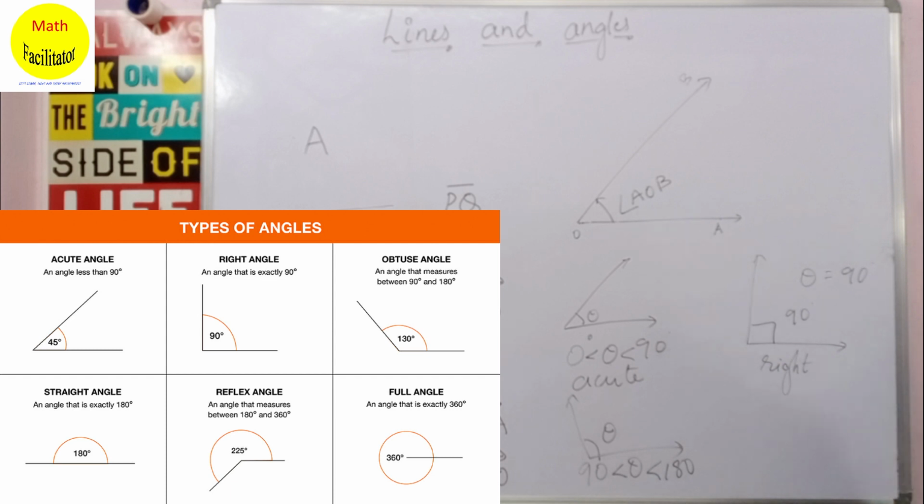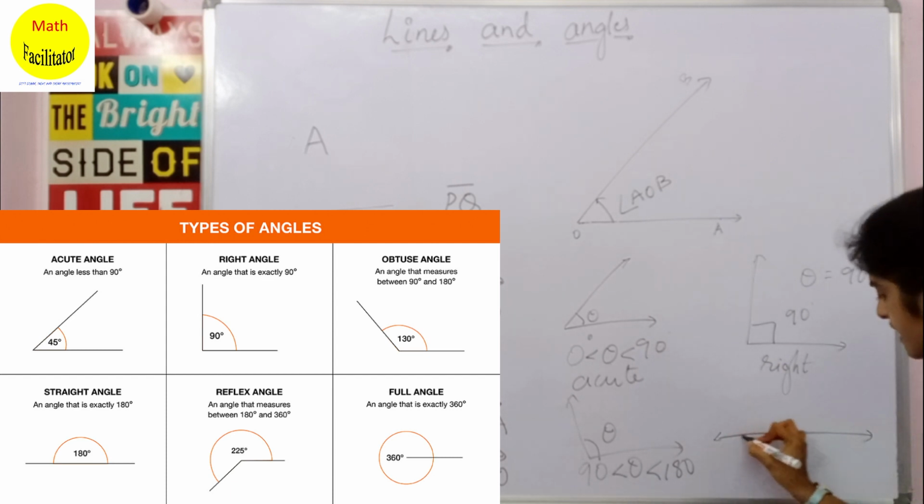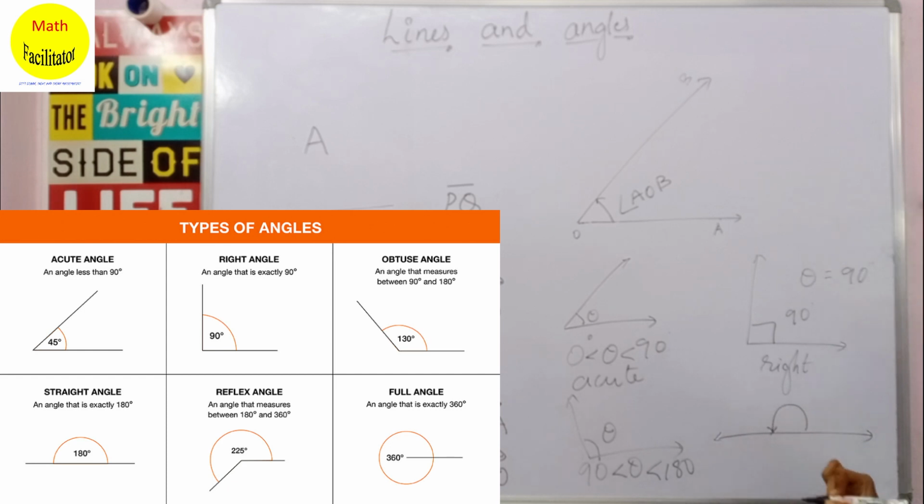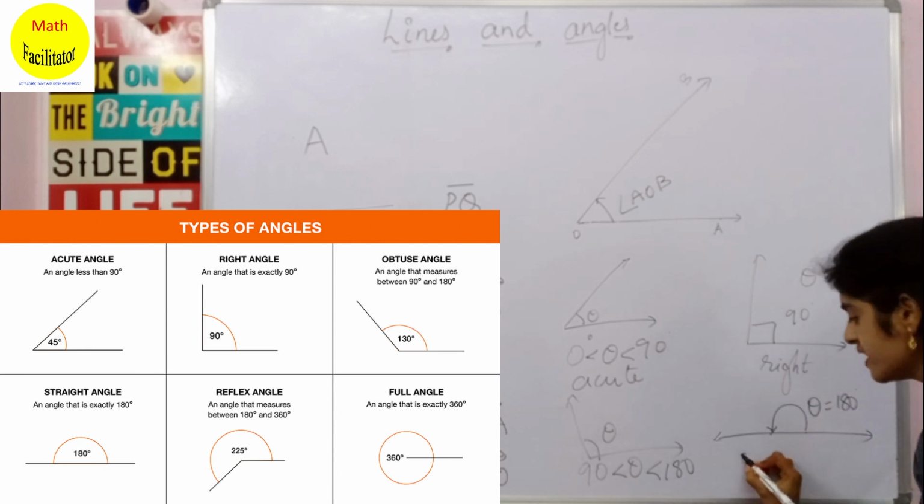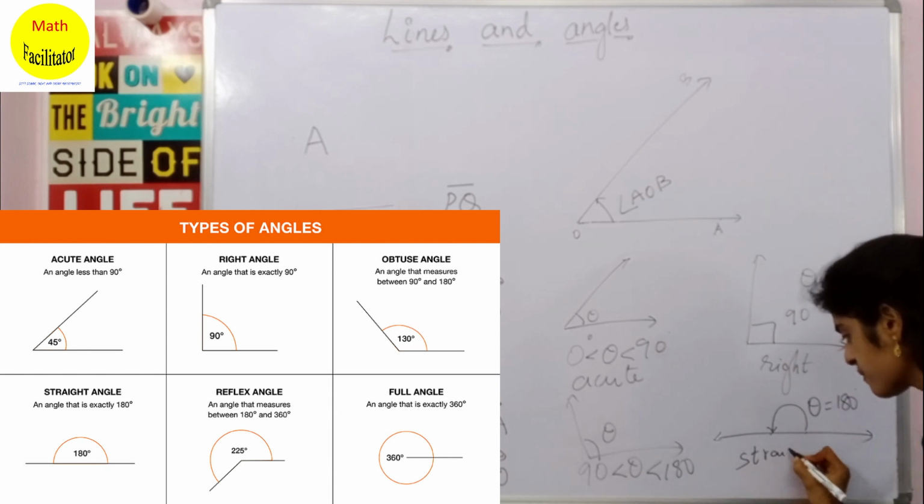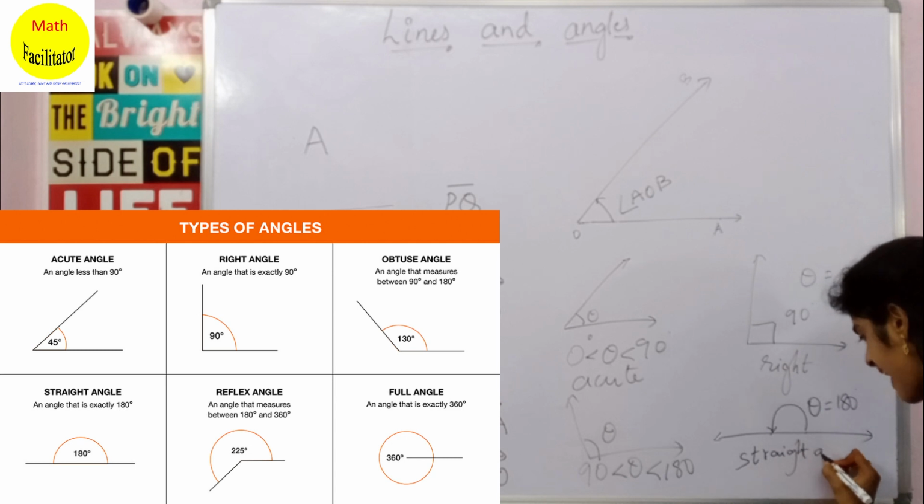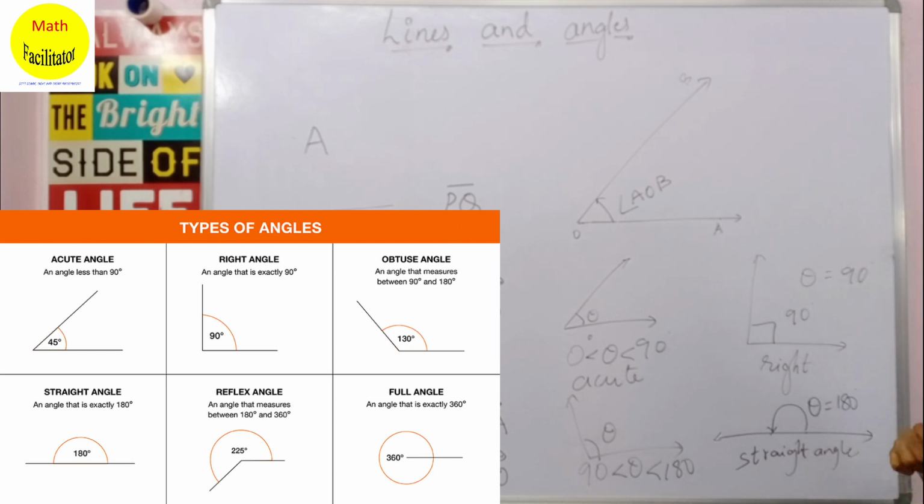Clear? Now let us talk about the other angle. What is this angle? This complete angle is called a straight angle. So this is theta, called a straight angle. Here you can see if you measure, theta will be equal to 180 degrees. So this is called a straight angle. Clear? Now there is another type of angle which is called a reflex angle.